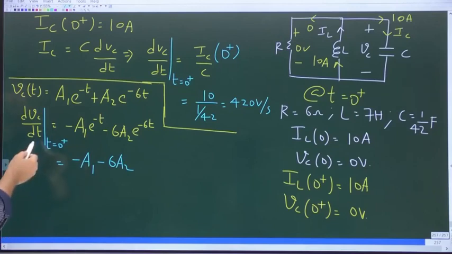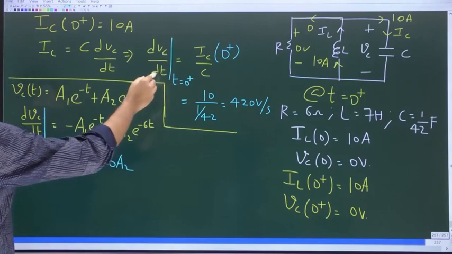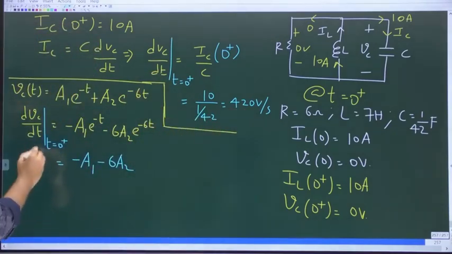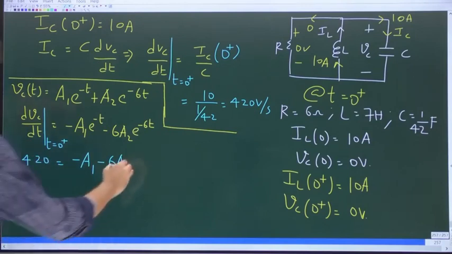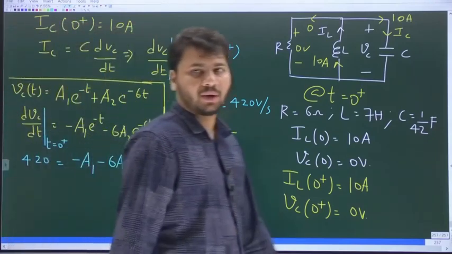But already we know dVc by dt at t equal to 0 plus. What is dVc by dt at t equal to 0 plus? It is 420. So on the left hand side, in place of this, you write 420. That's all. This is our second equation for a1 and a2.